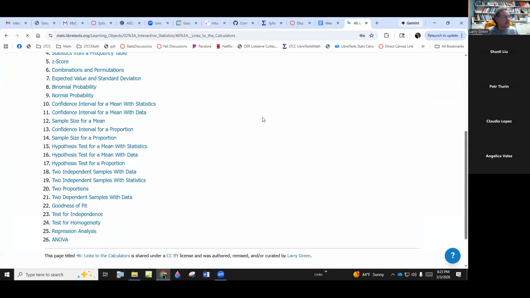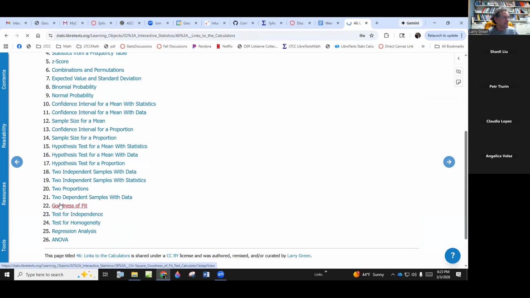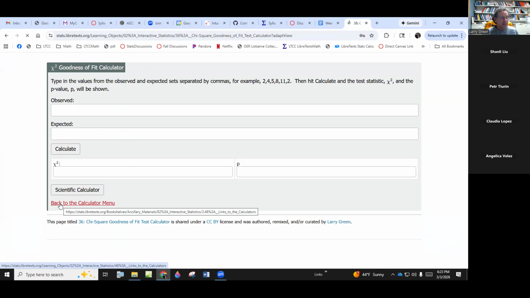What calculator do I use? This should be really obvious. I tried to make it obvious when I made this calculator. I did not try to hide anything. What number? 22. This is a goodness of fit test. Okay. And what it says is type in the values from the observed and expected set separated by commas. Okay. Hit calculate, and then we'll get everything we want.